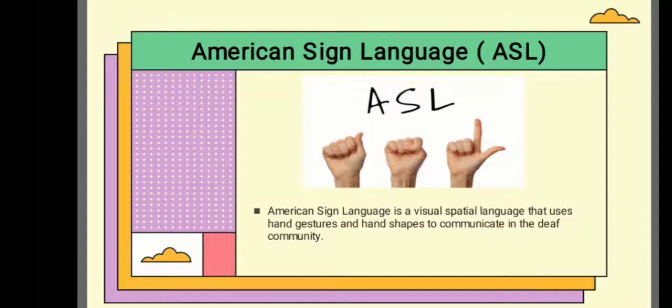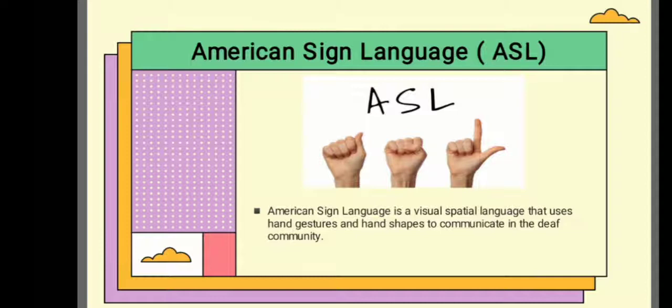As we all know, Madam R already taught us the basic ASL signs: the alphabetical letters, the colors, and the numbers. That's one of the basics of American Sign Language.